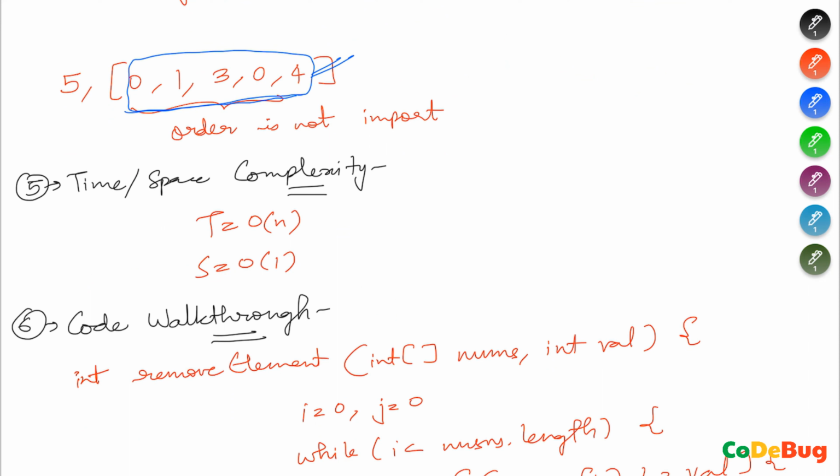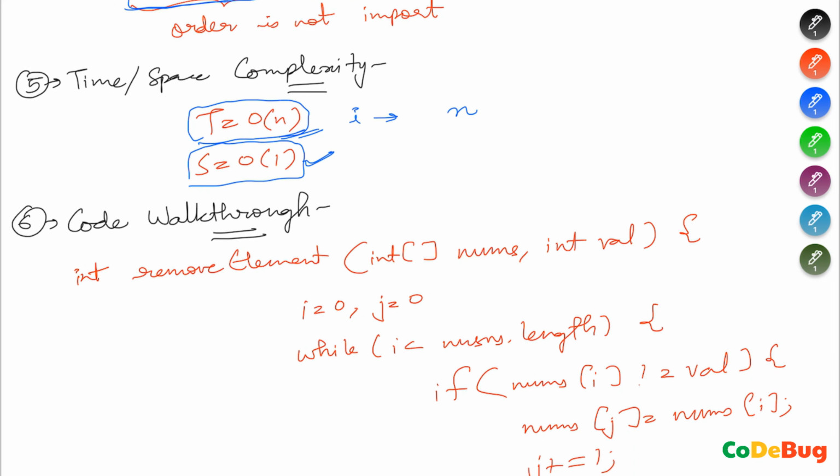Now let's go through time complexity. As we see, we are only incrementing i linearly, and we go through the entire length of the array. So in that case, the time complexity will be linear in the length of the array. And as discussed in the question, we are not creating any auxiliary space. The space complexity will be constant as well.